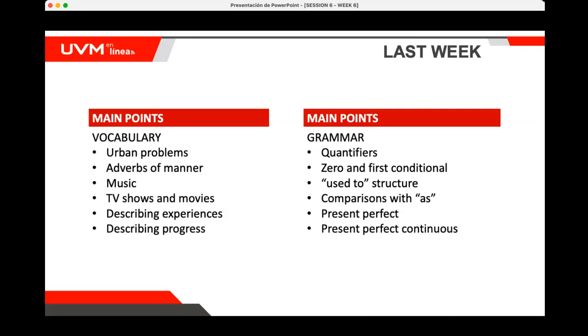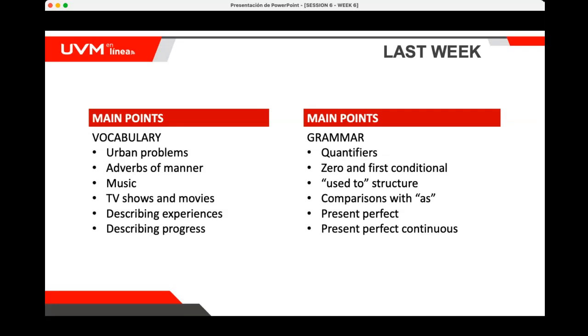Also, you reviewed some music, TV shows, and movies vocabulary, which I think was a very important section. Probably not very new vocabulary, but an important section to remember all this vocabulary. Then you learned some words for describing experiences and for describing progress. At this moment, I don't remember exactly the words that you worked on, but these were the main vocabulary issues you worked on last week.